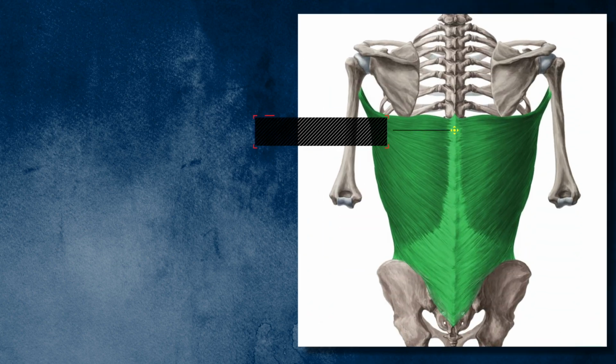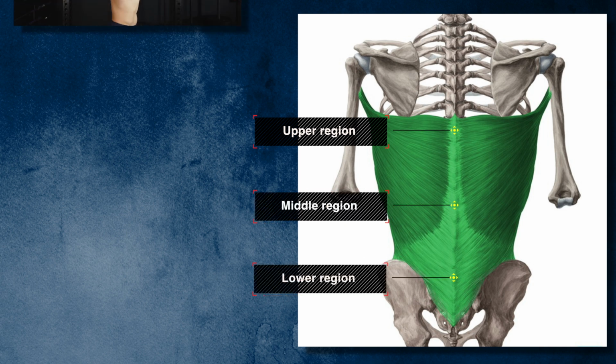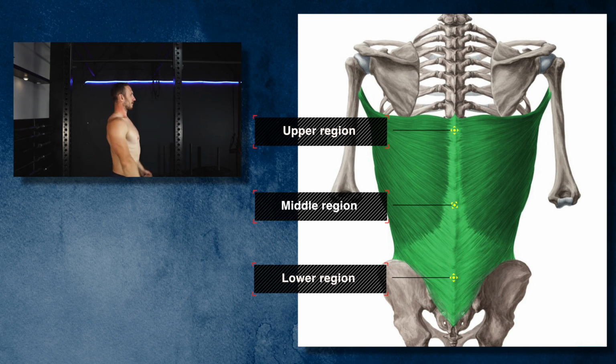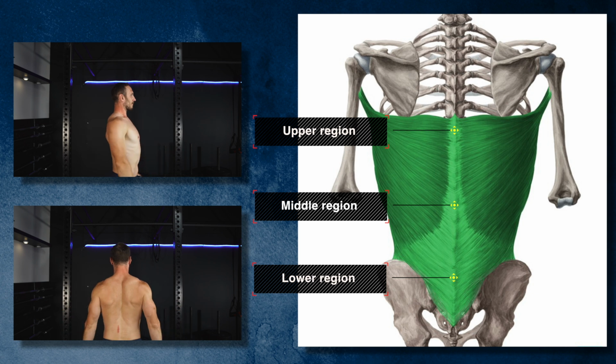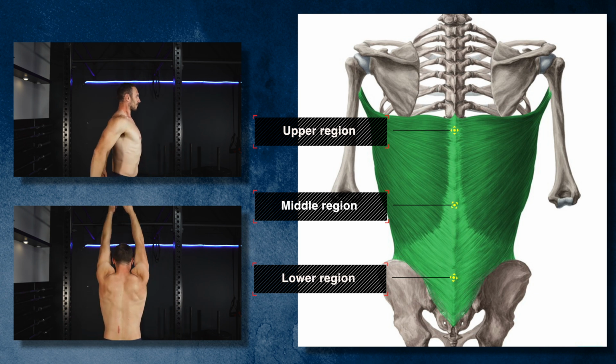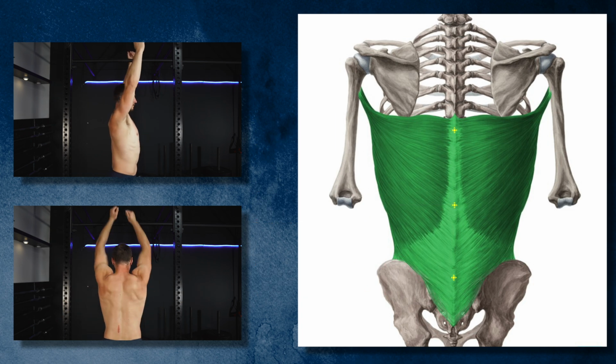The lats have been subdivided into three regions: the thoracic or upper region, lumbar or middle region, and pelvic or lower region. The superior region assists in shoulder extension, whereas the middle and lower regions assist more in shoulder adduction. As such, it will be ideal to have exercises that emphasize each of these motions.